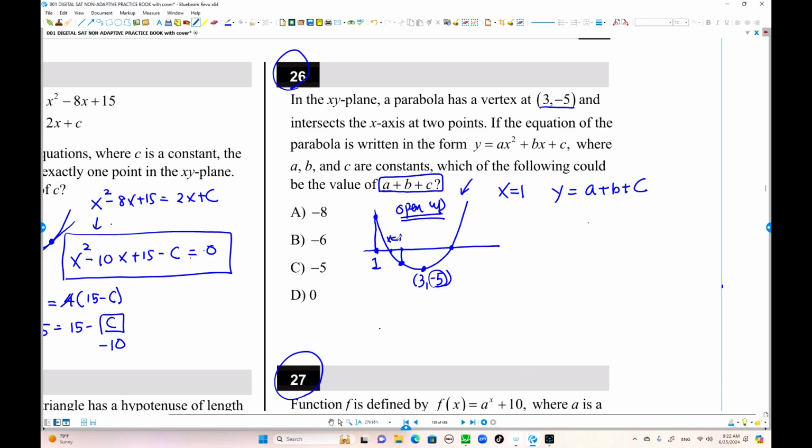So the xy coordinate of this point, it doesn't matter where x is 1. Anyway, this is greater than negative 5. Then the graph is bent upward this way. It has two x intersections. So a plus b plus c must be greater than negative 5. The other options are less than or equal, right? Okay. Choice D is the answer. Okay.